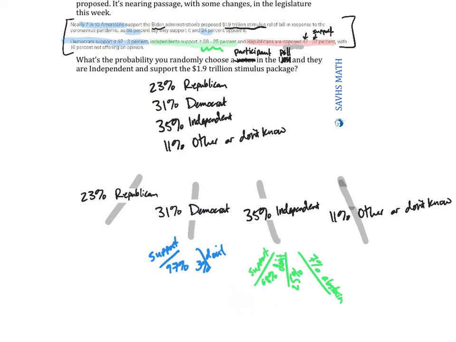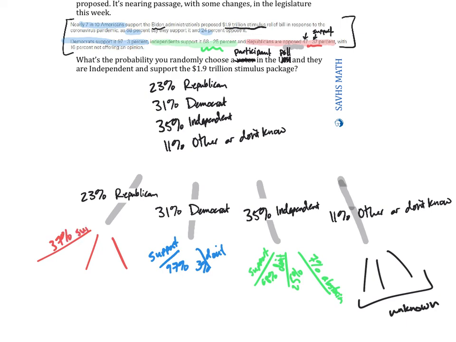We do not have any data about the people who are in other categories, so we're just going to ignore this part because we don't know. This information isn't given to us. We have information about Republicans. They had support, oppose, and abstain also. So we had 37 support, 47% don't, and 16% abstained.